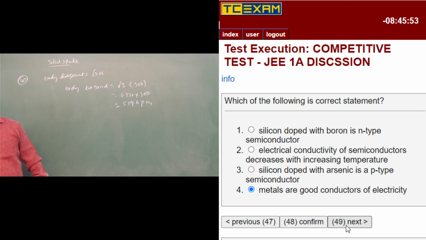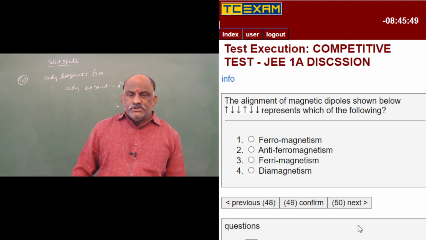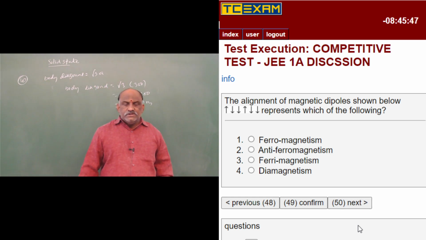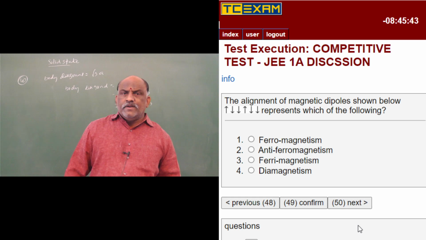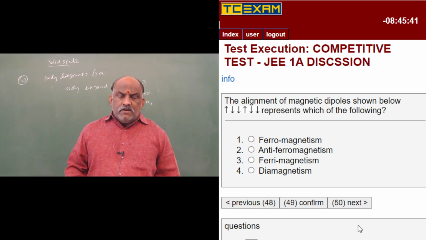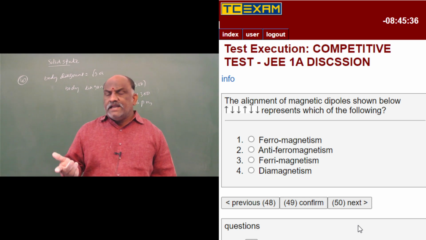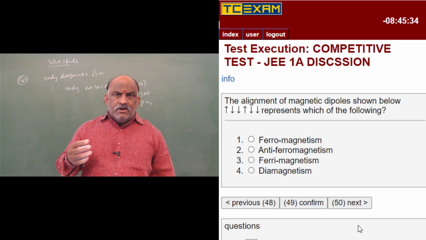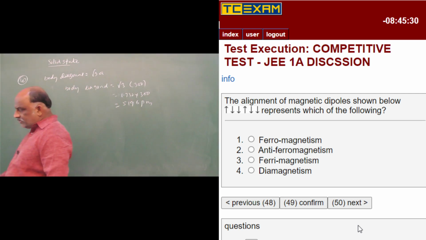Next, 49. The alignment of magnetic dipoles is shown below. One is clockwise, two is anti-clockwise. The net magnetic moment will not be zero. If all are in one direction, it is ferromagnetism. If one is clockwise and one is anti-clockwise, it is anti-ferromagnetism. With the disorderness you have observed, it is ferrimagnetism. This is a direct textbook question. Go through that text. This is ferrimagnetism.